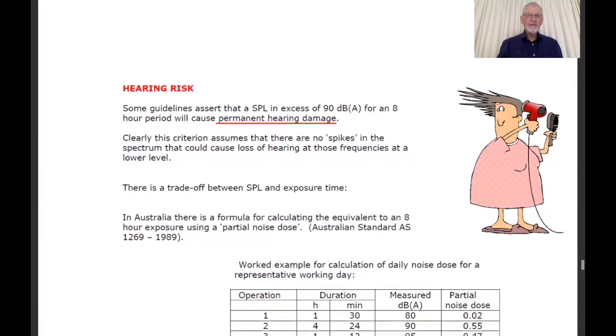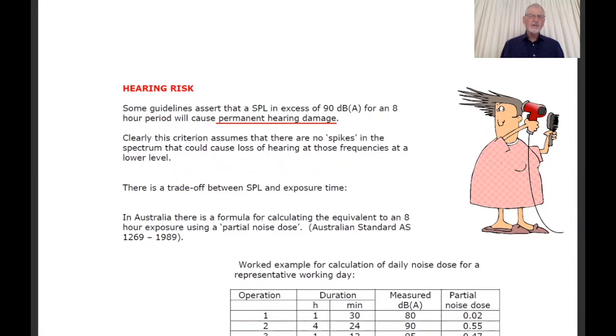And then we have the hearing risk problem. And there's a whole lot of work that has been done on safe levels in the workplace. Essentially, if you are subject to a sound pressure level in excess of about 90 dBA for an 8-hour period, you are going to have permanent hearing damage. Now, 90 dBA is not very loud. My voice in a classroom, you might be able to measure this.